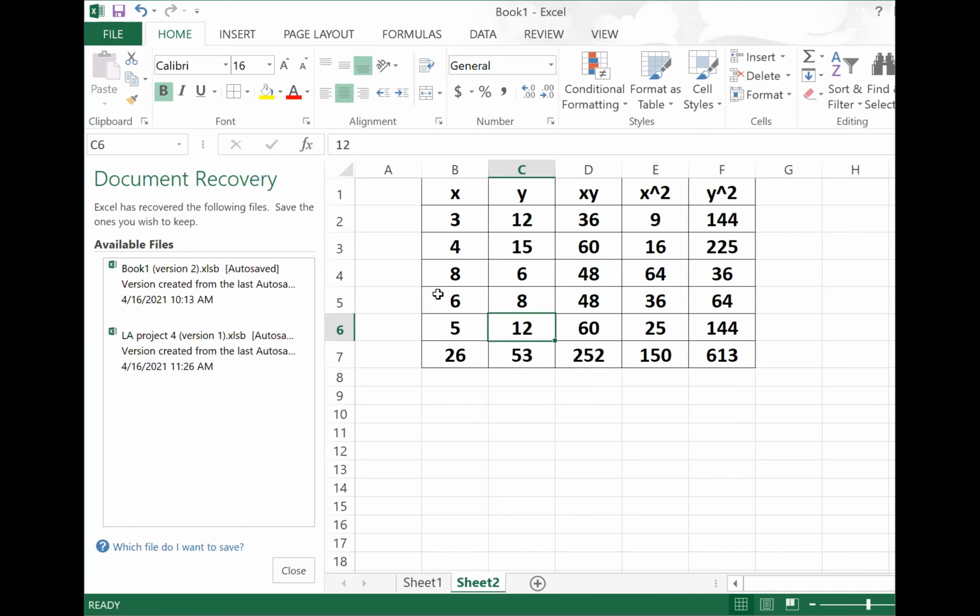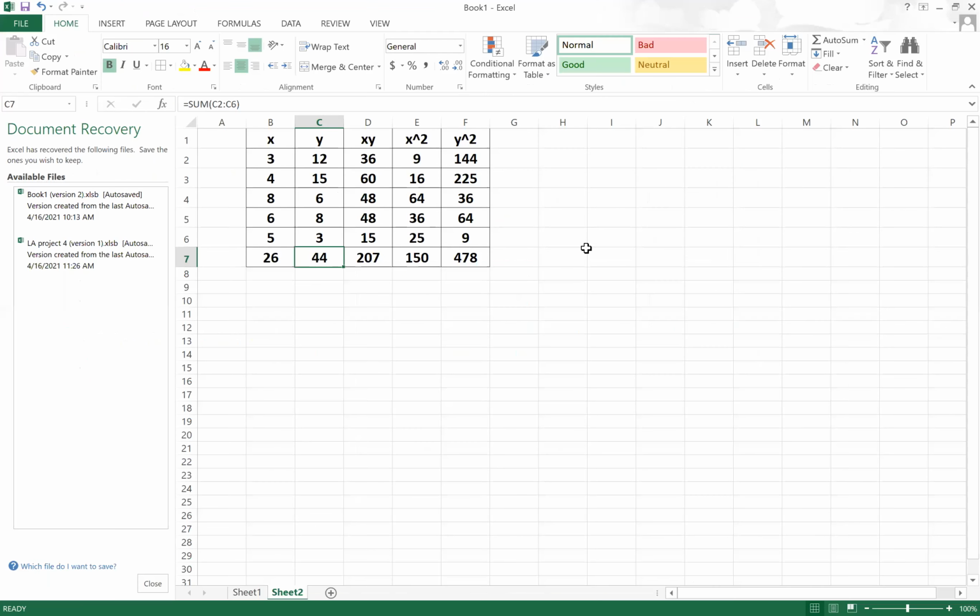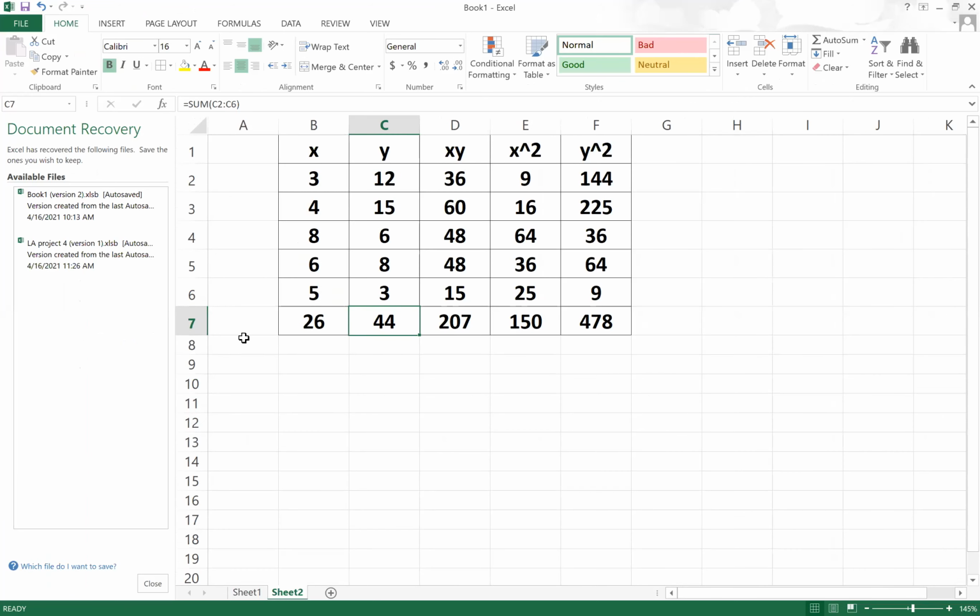So you don't have to do it one more time, right? So we come up with the table, and these are all the totals. Total of x is 26, total of y is 44, total of xy is 207, total of x squared is 250, and total of y squared is 478. And that's what we use to calculate R, B0, B1, 3 important elements in the analysis.